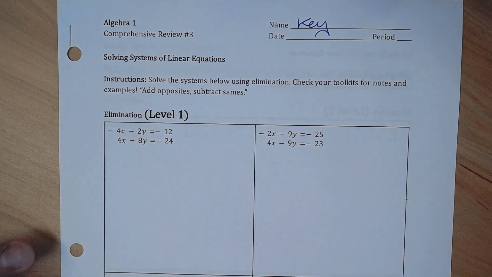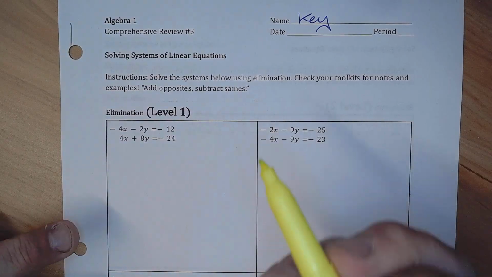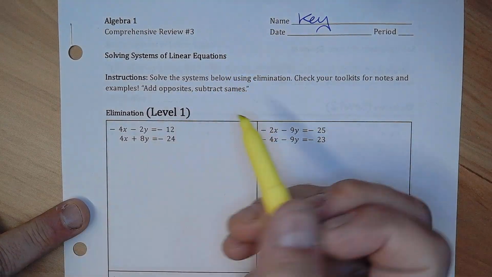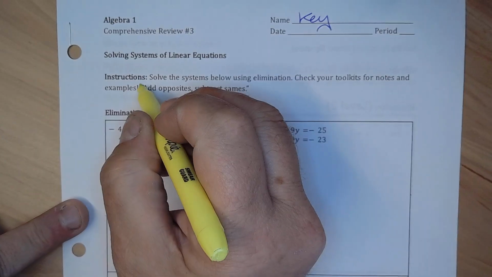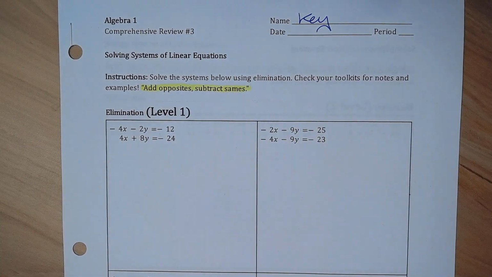Okay, this is the key for the comprehensive review part 3 for algebra. First thing we're going to be doing is talking about solving systems of linear equations. This is elimination level 1. I'll explain what that means in just a second, but just remember we're adding opposites and subtracting sames. So as you work your way through these problems, just keep that in mind.